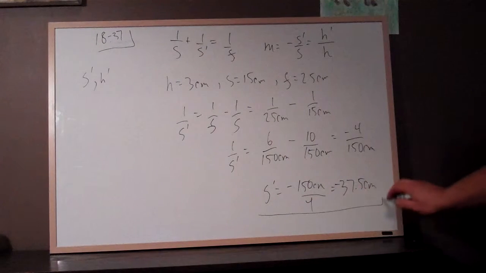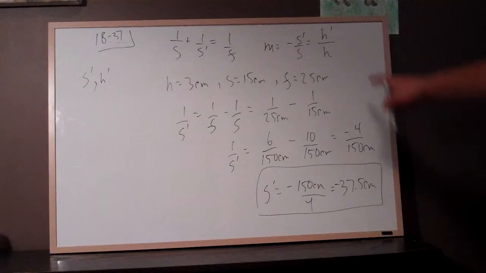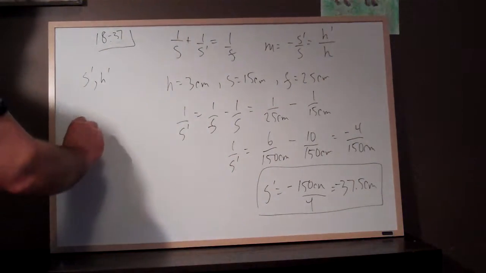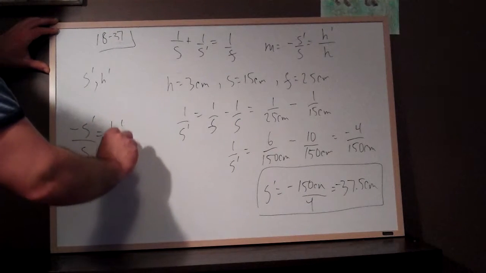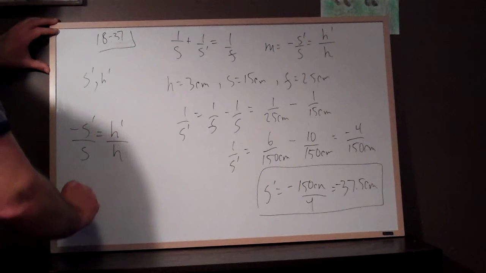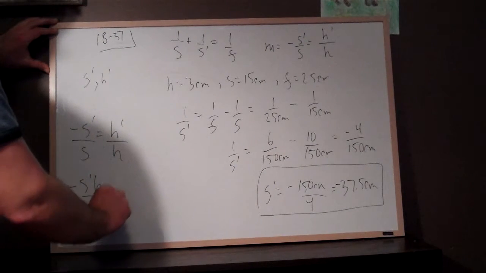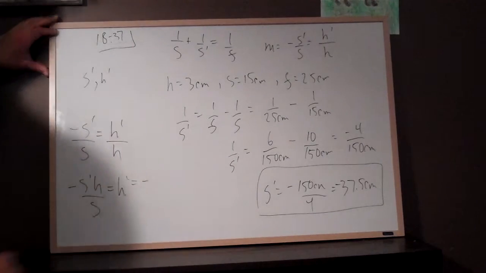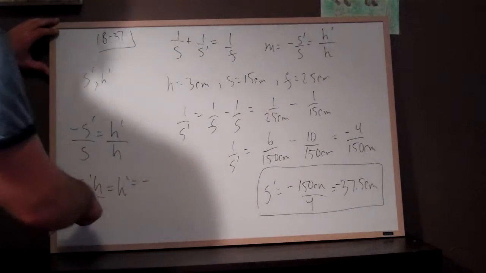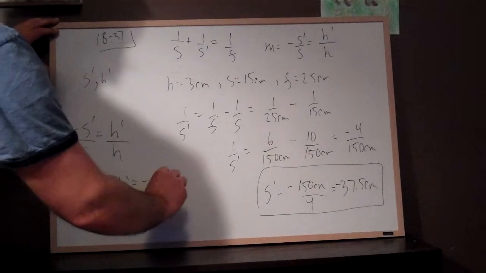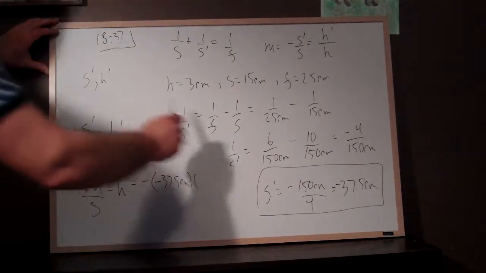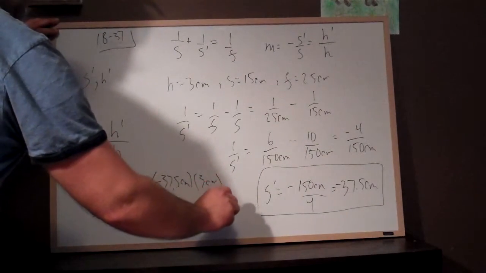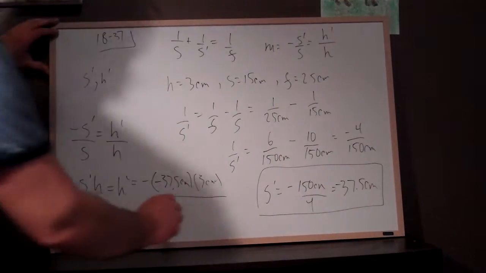Okay. So here's S prime, and then to get the image height, we can use this equation. So minus S prime over S is equal to H prime over H. Multiply both sides by H to get H prime. So here's the equation, minus S prime, so S prime is minus 37.5 centimeters, times H. H is 3 centimeters. And then divided by S, and S is 15 centimeters.